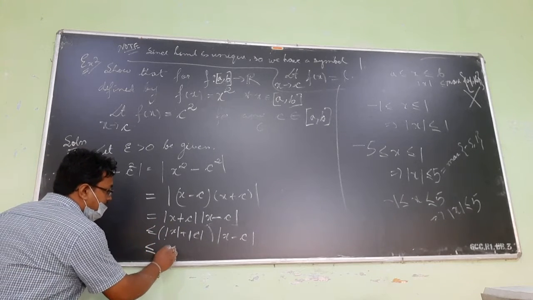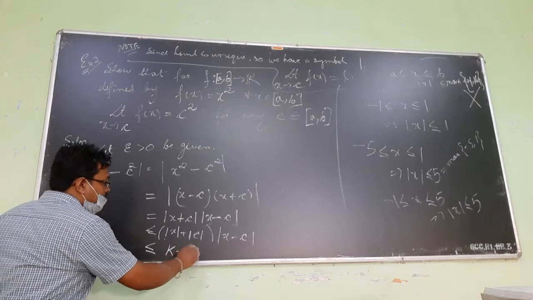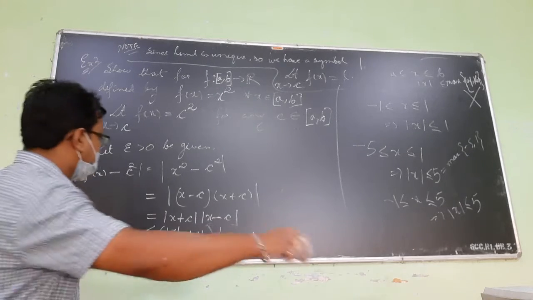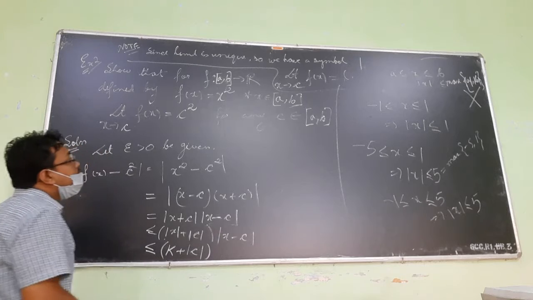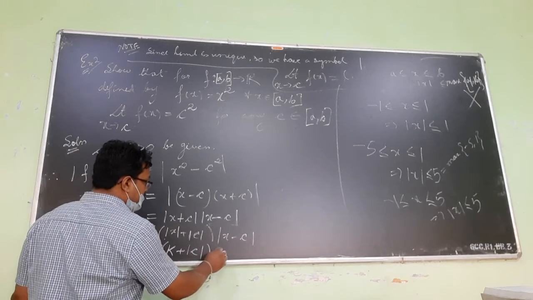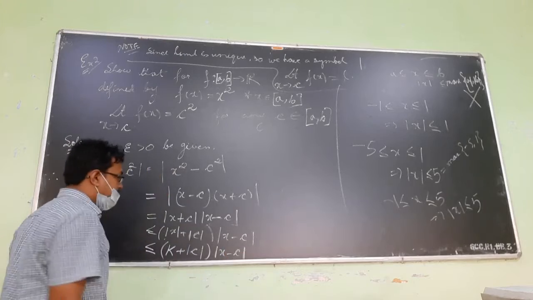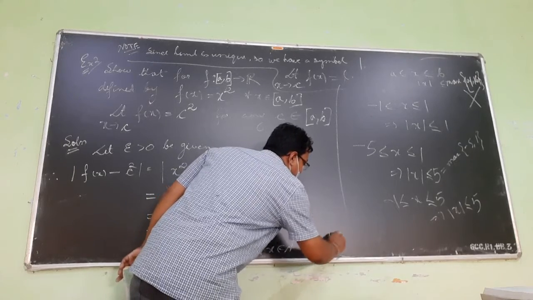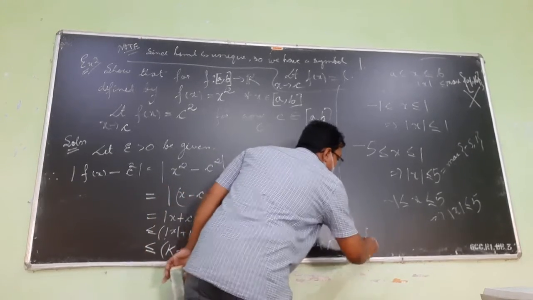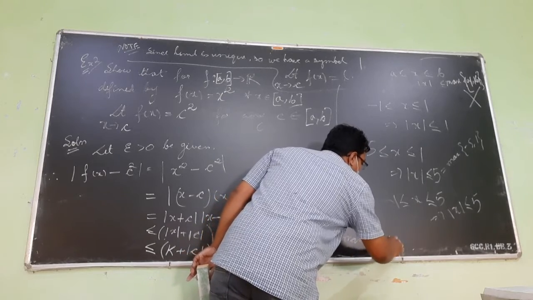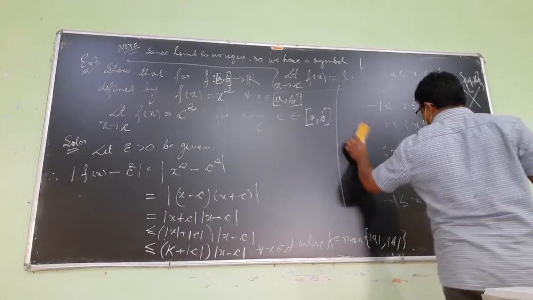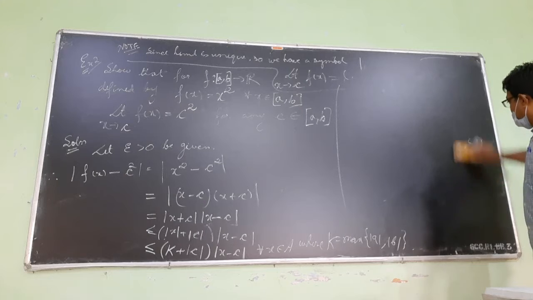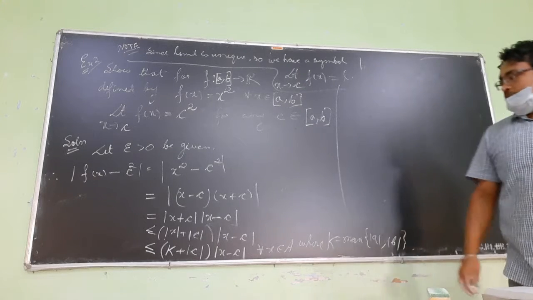Let us write it as this. Less than or equal to k plus mod c into mod of x minus c, where for all x in A, what is this k? K is equal to maximum of mod A, mod B. So we have found out an upper bound of mod of x plus mod c.